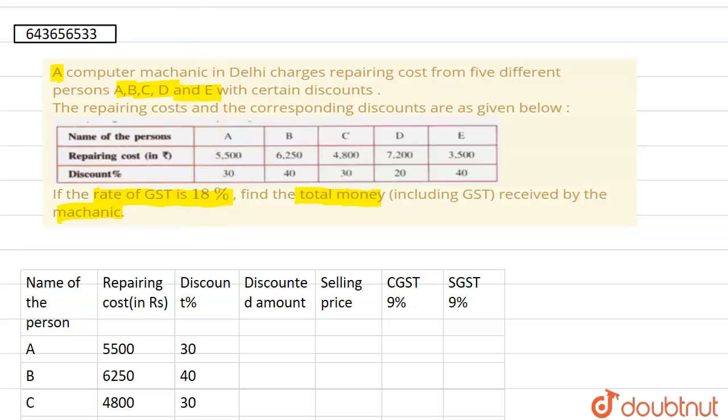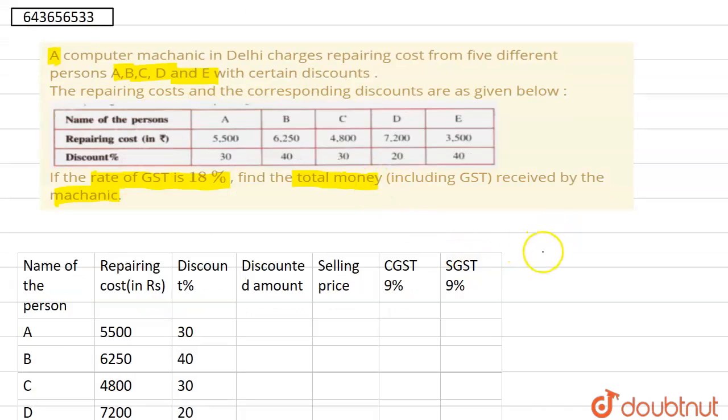So for this, the GST is given 18%. So GST is the sum of two GST. So we write GST equal to CGST plus SGST. Now this CGST is central GST and SGST is state GST. So this 18% is divided equally for both the cases. So it is 9% plus 9%.